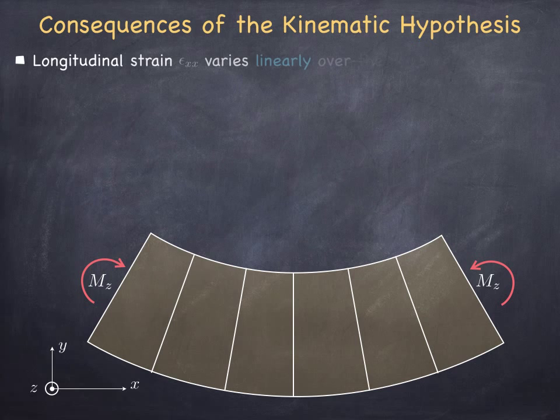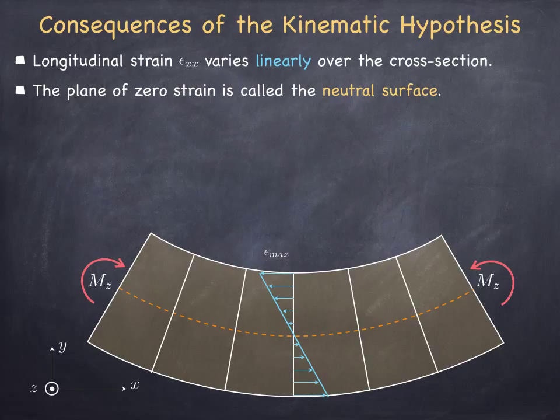First of all, if the plane section remains a plane, then the longitudinal strain here, epsilon xx, must be varying linearly over the cross-section. So the topmost fiber must be under compression, the bottommost fiber must be under tension, and somewhere in between, therefore, there must be a fiber that is neither extended nor compressed. And if we connect up all the fibers that experience this for the entire beam, we obtain what we call the neutral surface, which is marked here by this orange dashed line.